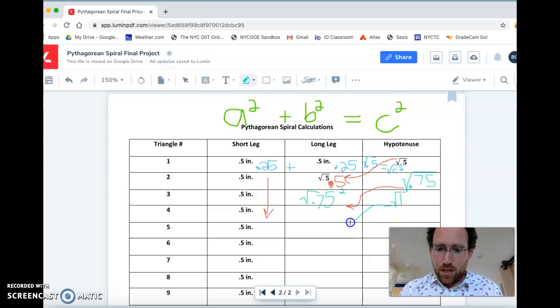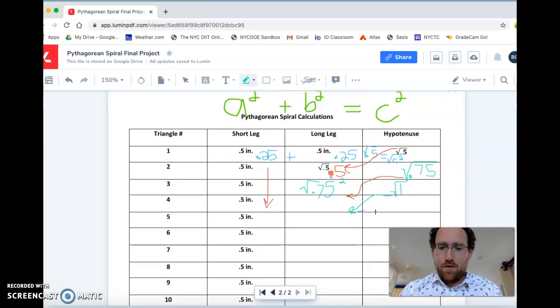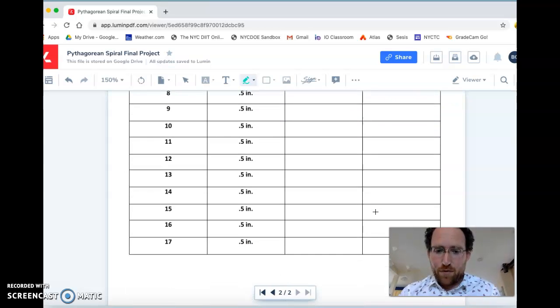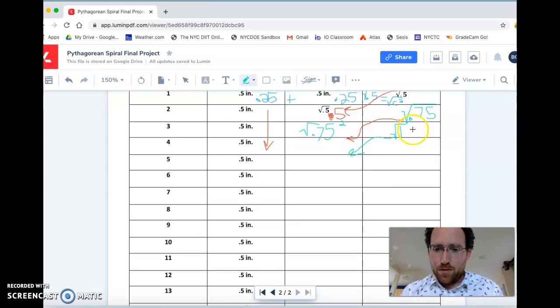And so you're going to keep doing the same thing. That's going to go through every single triangle. The hypotenuse becomes the long leg. Take the number that's underneath the square root sign, add that to 0.25. Put that number in the hypotenuse box and put a square root sign over it. Then move it down. Then take the number, right?